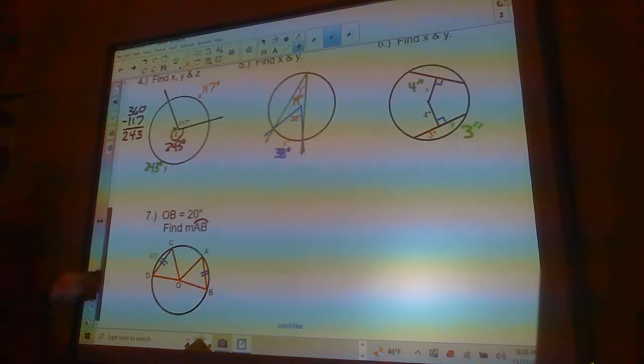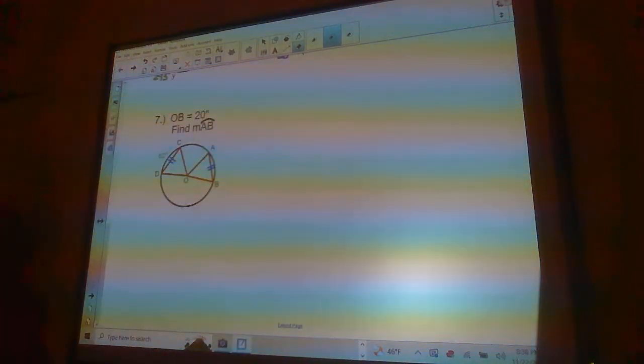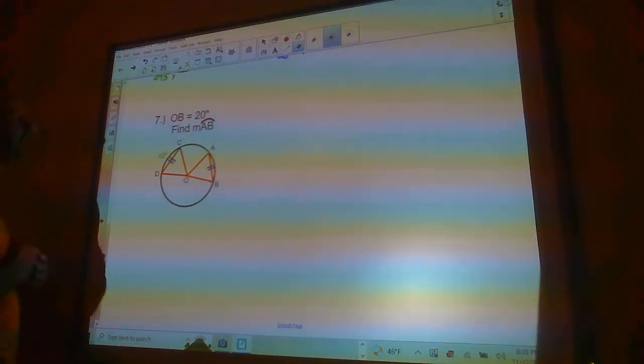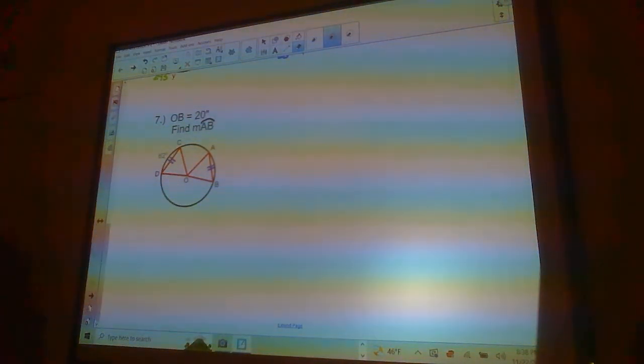Okay, what do we got under here? Last question. Go ahead and take a look at this. OB is 20 inches. And find the measure of arc AB. And I'll let you pause the video and go figure that out, and then jump back on here.